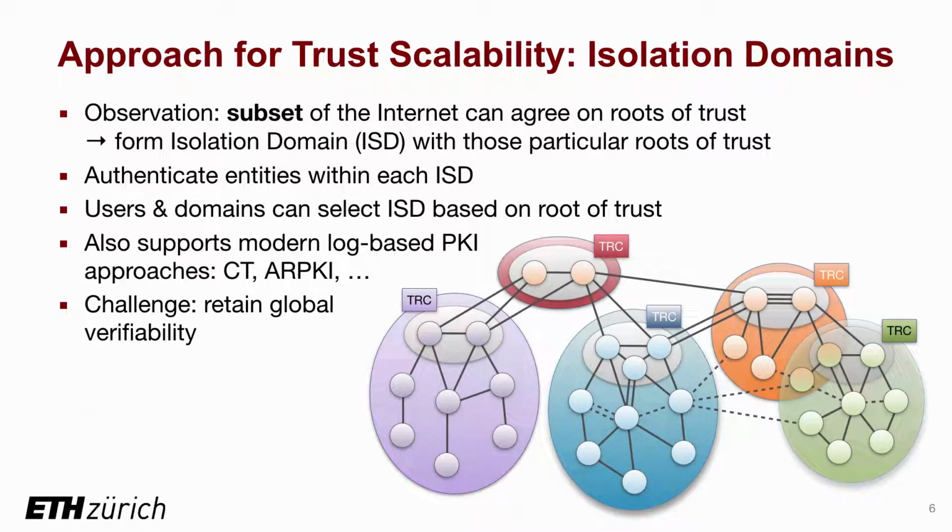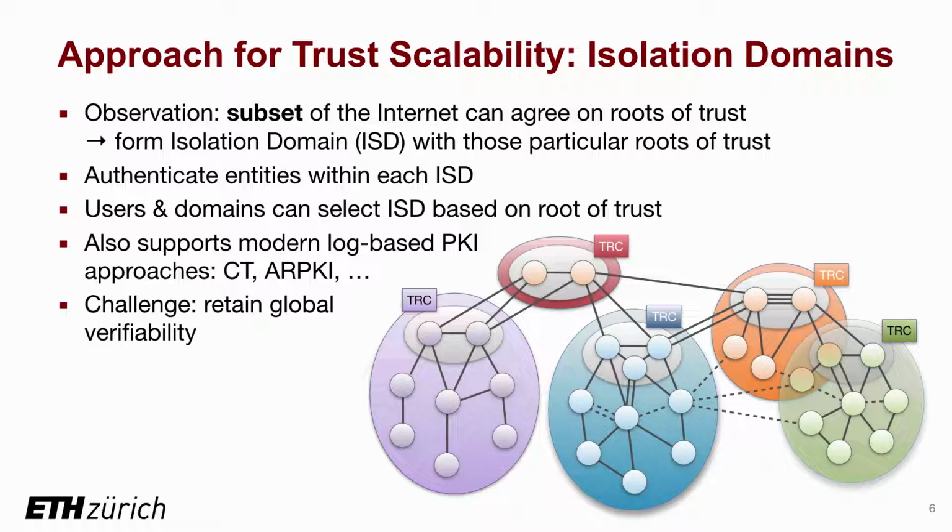Next, I'll briefly discuss how we achieve the property of trust scalability, and isolation domains are the main ingredient to achieve this. And our observation is that a subset of the internet can agree on a root of trust that they want to rely upon. In essence, the isolation domain then becomes a domain in which a certain set of trust roots are active. We're going to authenticate different entities within each isolation domain, and both users and domains can select which isolation domain they want to rely upon based on the root of trust that is active within this isolation domain.